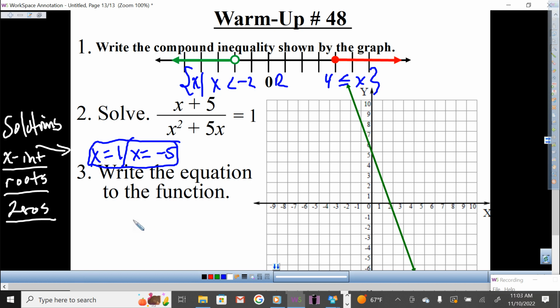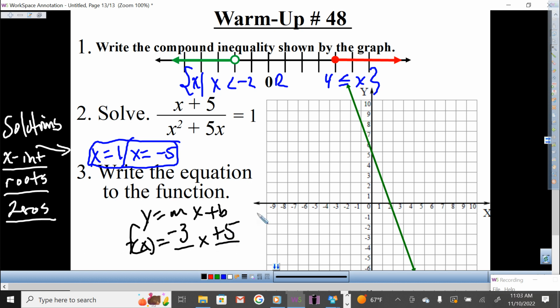Number 3. Alyssa, pass someone. Y equals mx plus b, which is f of x equals blank x blank. And I think JP's got this. F of x equals? Negative 3x plus 5. Hands, have you got that? That is correct. Let's go.